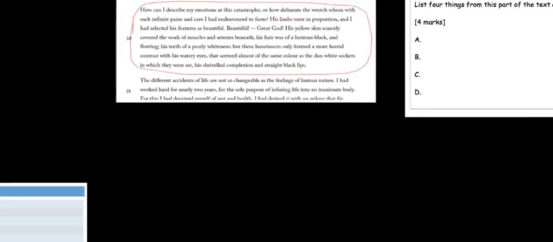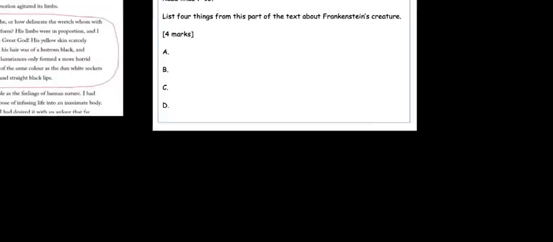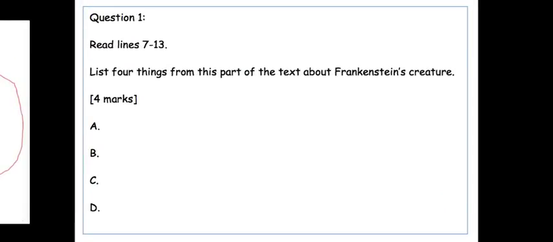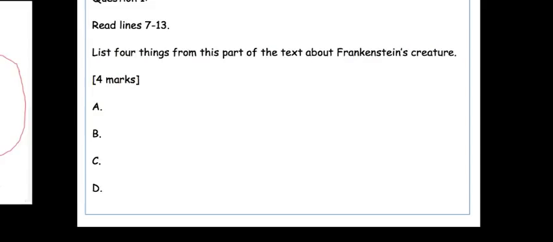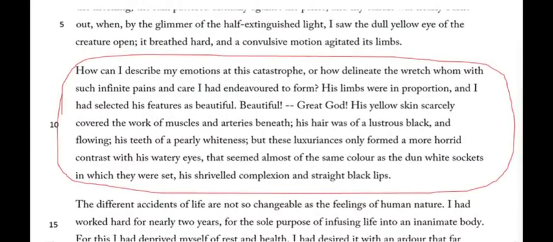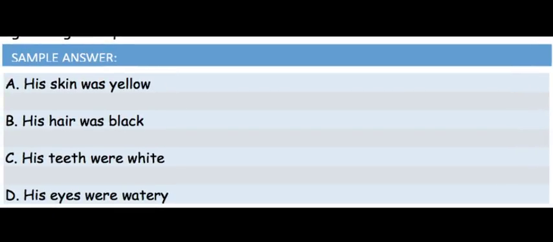Okay, so if we just look at this example, because I think it's going to be useful to explain this. List 4 things from this part of the text about Frankenstein's creature. Okay, and what you do is you look through and you say, okay, his limbs were in proportion, his skin was yellow. You just pick out obvious things and you write 4 obvious things from the text. His skin was yellow, his hair was black, his teeth were white, his eyes were watery.